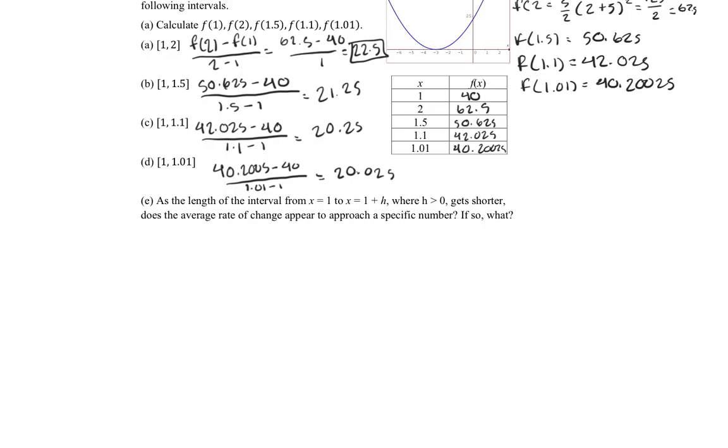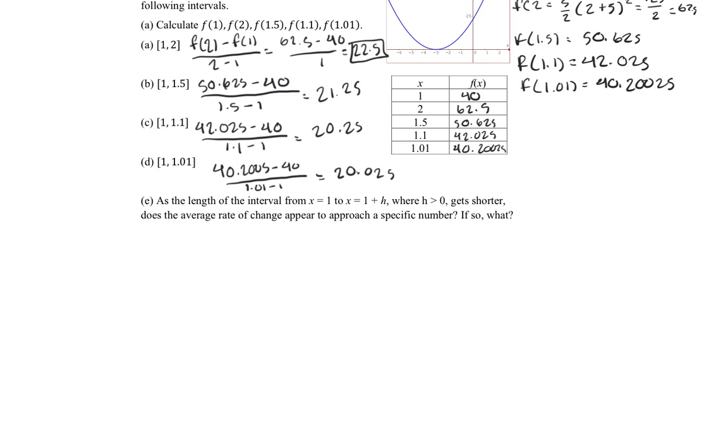All right, so for part E, it asks us, as the length of the interval from x equals 1 to x equals 1 plus h, where h is greater than 0, gets shorter, does the average rate of change appear to approach a specific number? If so, what? If we look at all these average rates of change we calculated, we can see that the increment gets shorter for the x values, and our y values kind of approach 20, right? By the time we get to this last point, it's 20.025, which is about 20.